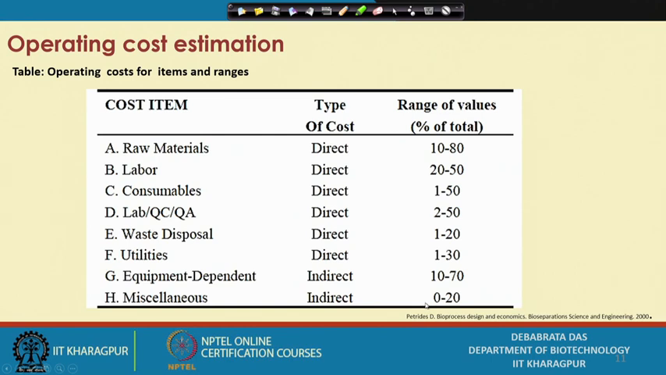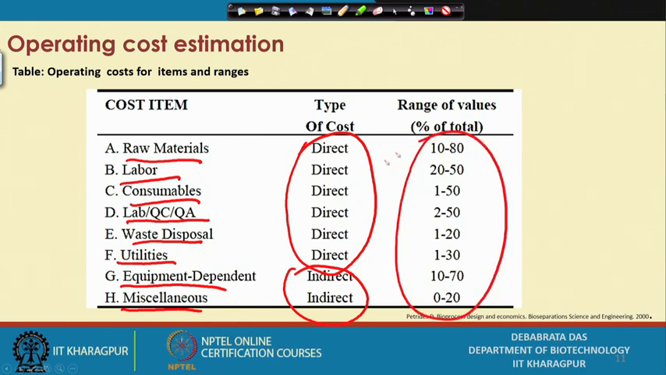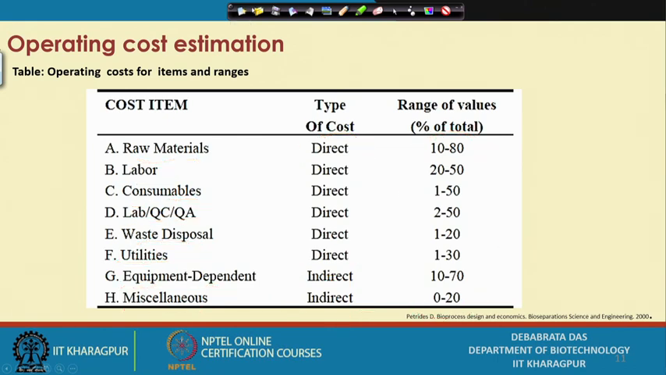Now, operating cost: this is the contribution. This is raw materials, this is labor, consumables, laboratory and quality control, and waste disposal, utilities, equipment dependent, and miscellaneous. This is the direct expenditure and this is the indirect expenditure. This is the percentage contribution of this operating cost that has been given here.